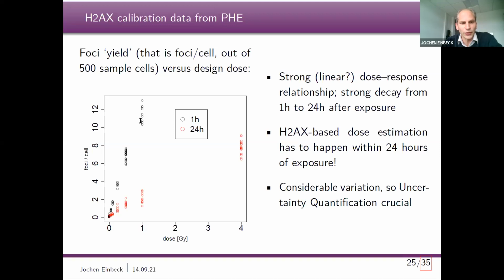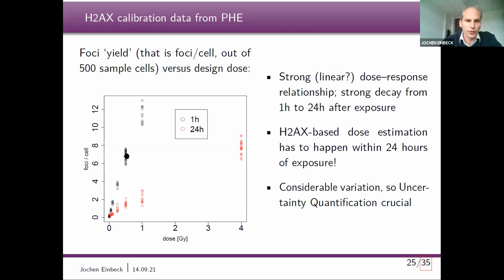Also, the red points are 24 hours after exposure, and the black ones are 1 hour after exposure. And you see that something quite dramatic is happening here. The number of these foci reduces very quickly. After 24 hours, really not much is left, and if you go further, the curve would become so horizontal that it would be difficult to detect anything. So in contrast to the dicentric assay, the H2AX-based dose estimation has to happen relatively quickly.